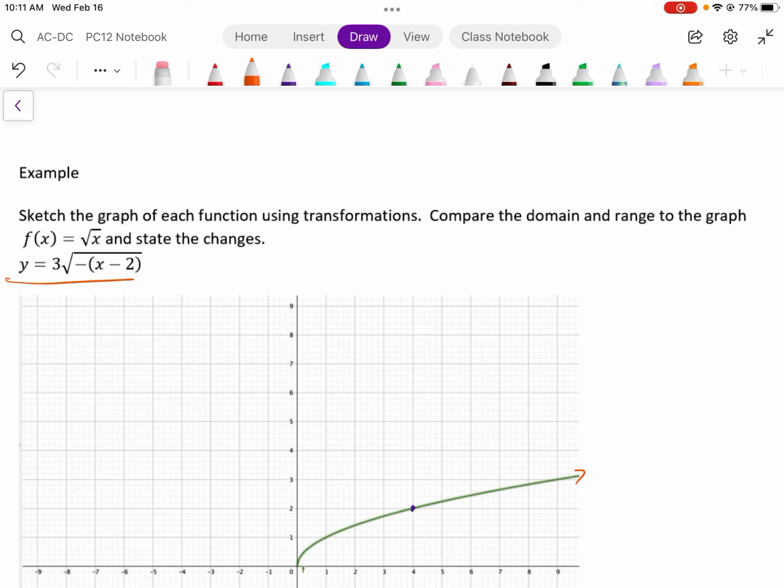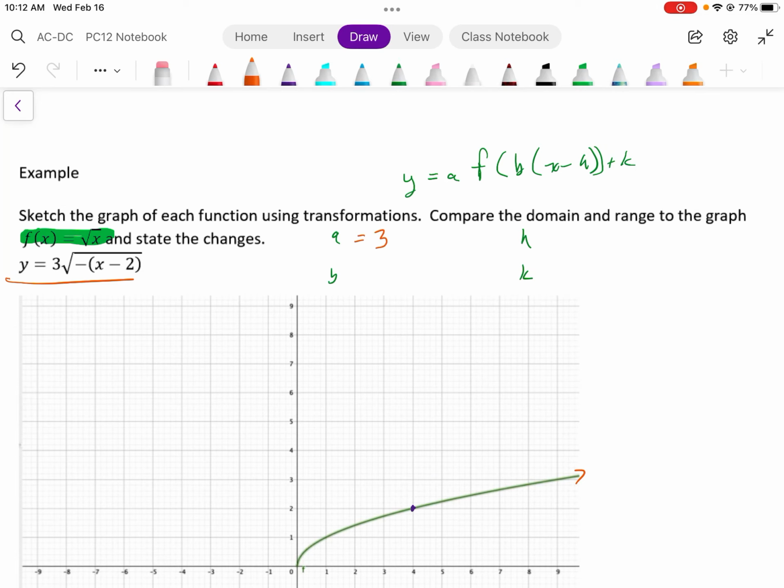y is equal to 3 square root of negative x minus 2. I would like you to write this in transformed form. That is, write it in the way y is equal to a f of b(x minus h) plus k, if you can. Or, in other words, simply pick out the parameters a, b, h, and k.